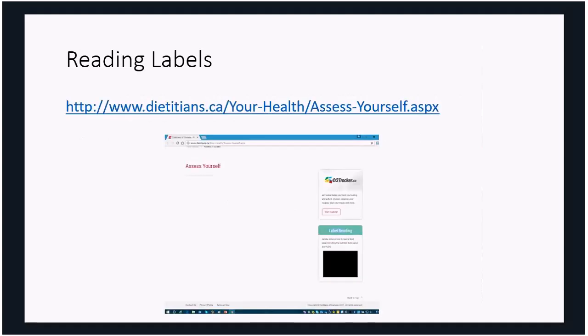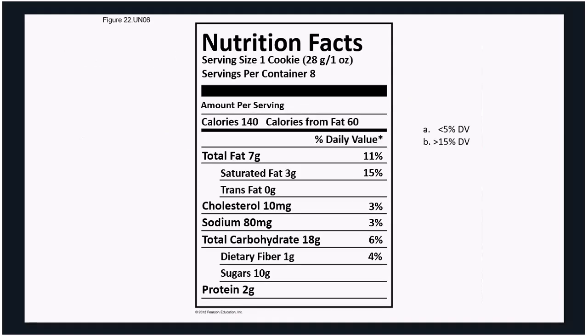Okay, so reading labels. There are lots of great websites that can help you if you're looking at your nutrition labels. This is one of them. Any that are from the Government of Canada are pretty good because Canada has very specific requirements for nutrition labels. So as long as it's Canadian, you should be getting good advice. This is an example of what a label might look like for one cookie.